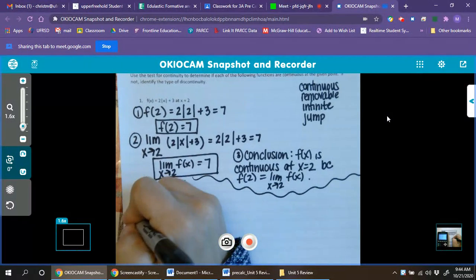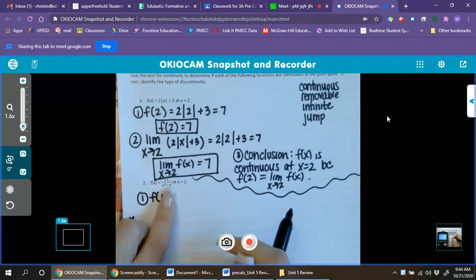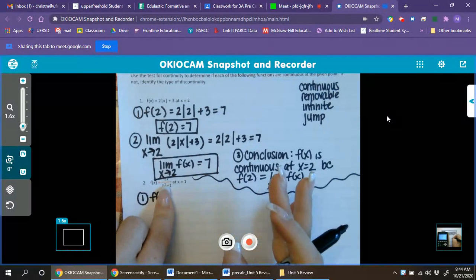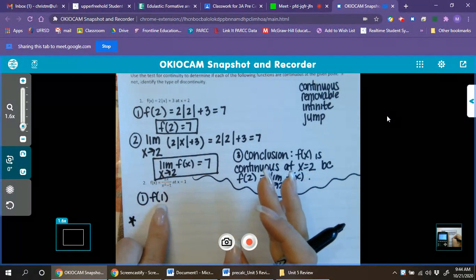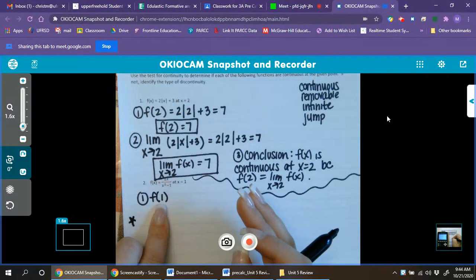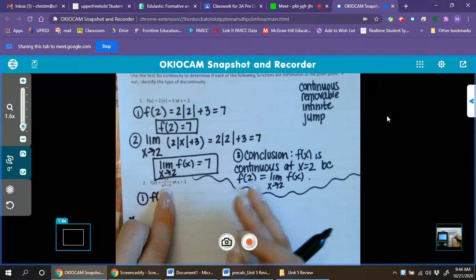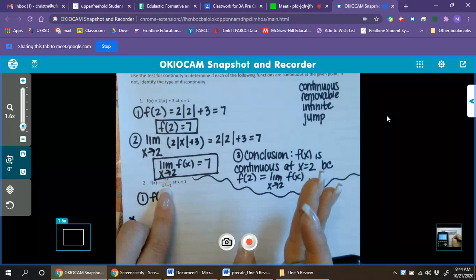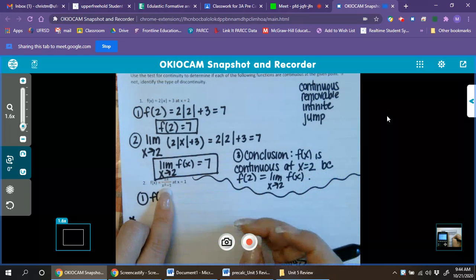Now I want to make a note here. Whenever you have a rational function or something that can be factored and simplified, when you do step 1, you want to use the very original untouched function, meaning do not factor in order to complete step 1.